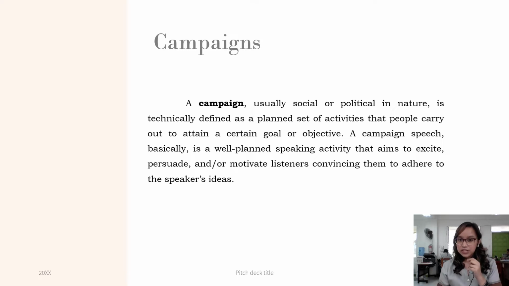A campaign speech basically is a well-planned, take note, it's a well-planned, not an impromptu speech, but a well-planned speaking activity that aims, so what is the function of a campaign? It aims to excite and persuade or motivate listeners, to convince them to adhere to the speaker's idea. So what's the goal of a campaign? For the readers to be excited, and to be persuaded, to convince them to adhere to a specific idea. All right?